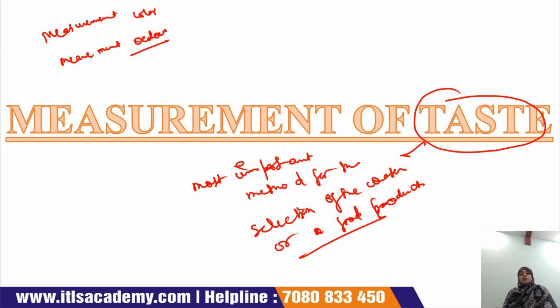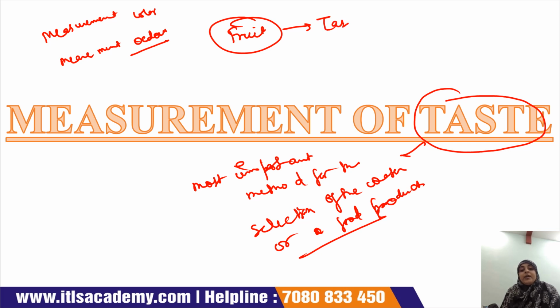There are a lot of products, like fruit. When you go to the market and buy a fruit, the seller advises you to taste that particular food product. Why? Because if you don't like the taste of the product, you are not going to buy it. That's why the measurement of the taste of the water is very important.